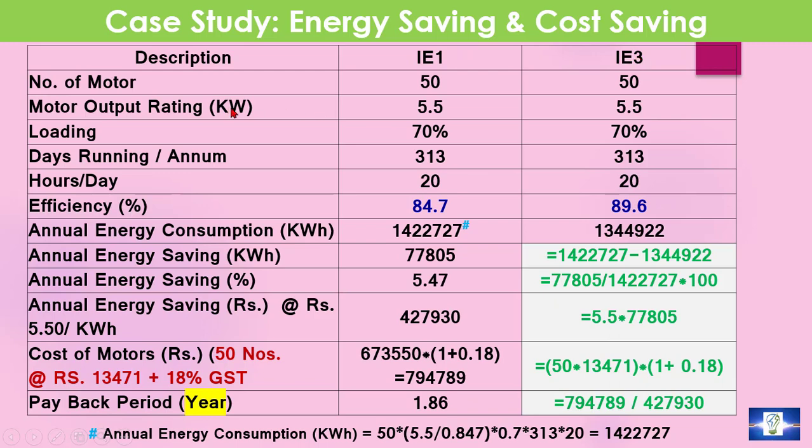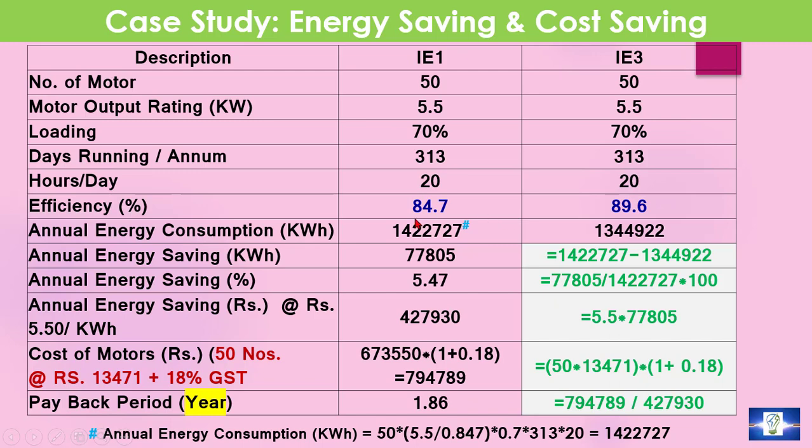Say in an industry there are 50 motors whose output rating is 5.5 kilowatts, and these motors are running at 70% load. The motors run 313 days per annum and the running time is 20 hours per day. In the previous comparison chart, we saw that the efficiency of the IE1 4-pole motor is 84.7, whereas the IE3 motor is 89.6.